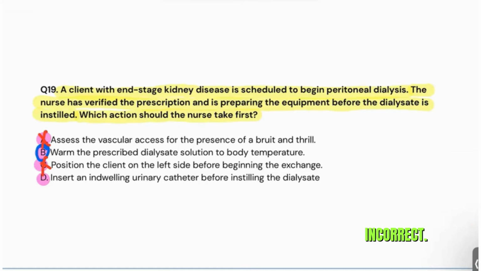Letter C is also incorrect. Left-sided positioning is unnecessary. And letter D is also incorrect because a urinary catheter is not routinely required for this scenario. Let's go to the next question.